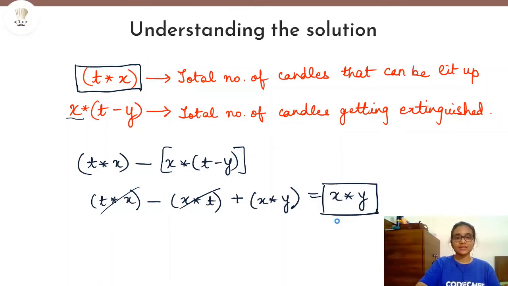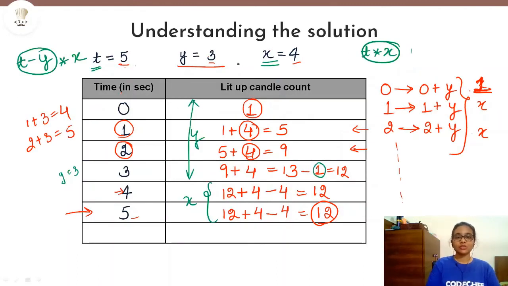So let us check and see. In the previous example that we took, x was equal to 4 and y was equal to 3. If we do x into y, we get 4 into 3 equals 12, which was our answer there as well. So I hope that you have understood this. Now there is one more thing. This expression that we found, x into y, is only applicable in case t is greater than or equal to y.